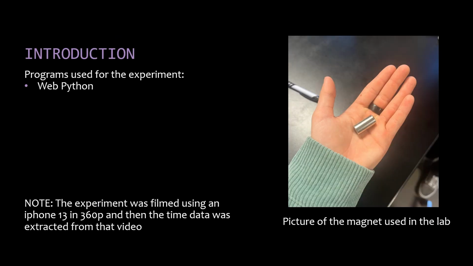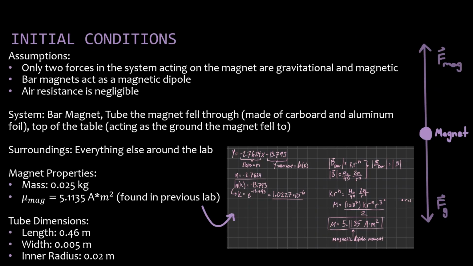Now, as a little introduction, the programs I used for this experiment were WebPython. Also, to get my timing data for the experimental portion of the lab, I filmed and took the time from the video using an iPhone 13 and 360 ping. So now the initial conditions.